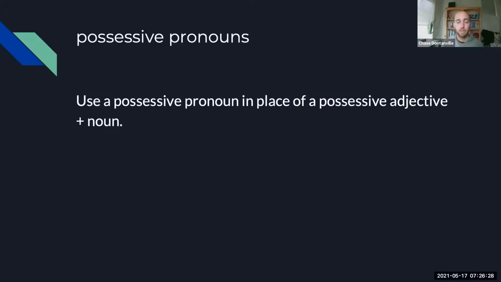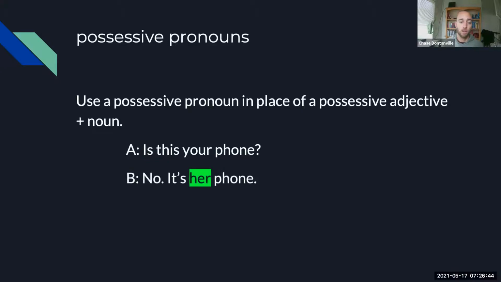And you use these possessive pronouns in place of a possessive adjective plus noun. For example, I can ask, is this your phone? So your phone, we have possessive adjective and noun. No, it's her phone. Okay, so in this answer, we have another possessive adjective plus noun, her phone. But we can also use a possessive pronoun. Is this your phone? No, it's hers. So hers is a possessive pronoun, and we can use it instead of repeating the noun.